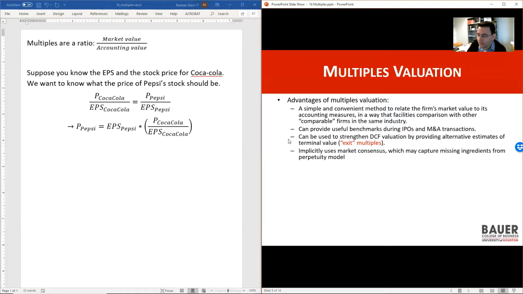I think the main benefit of multiples are in these last 2 points. So let me talk about this final bullet first. With a multiple, you're using a price, right? You're using a market value. Here, if I want to find the price of Pepsi, I'm using the price of Coca-Cola. That's useful because the market has information that you probably don't have.